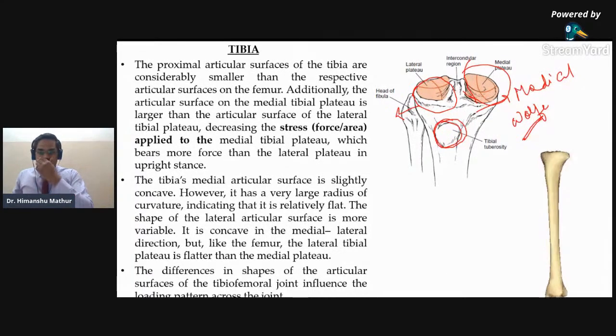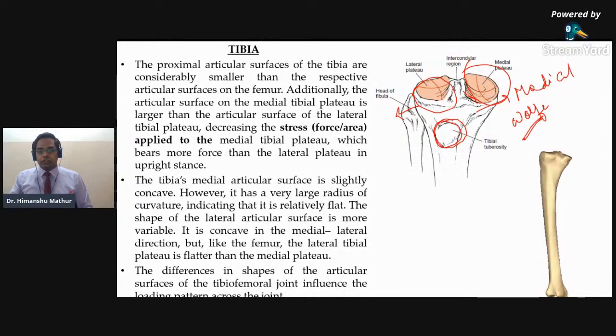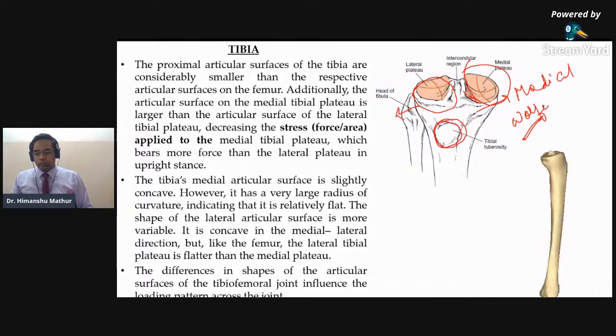I am saying that the formation of the tibial tuberosity is a result of Wolff's law. Tell me what Wolff's law is. Write it down, I'm giving you time. From the next time, I'll be asking questions and I'll just give you 10 seconds to write. What is Wolff's law? Write it down. The bone grows larger where the force is maximum.